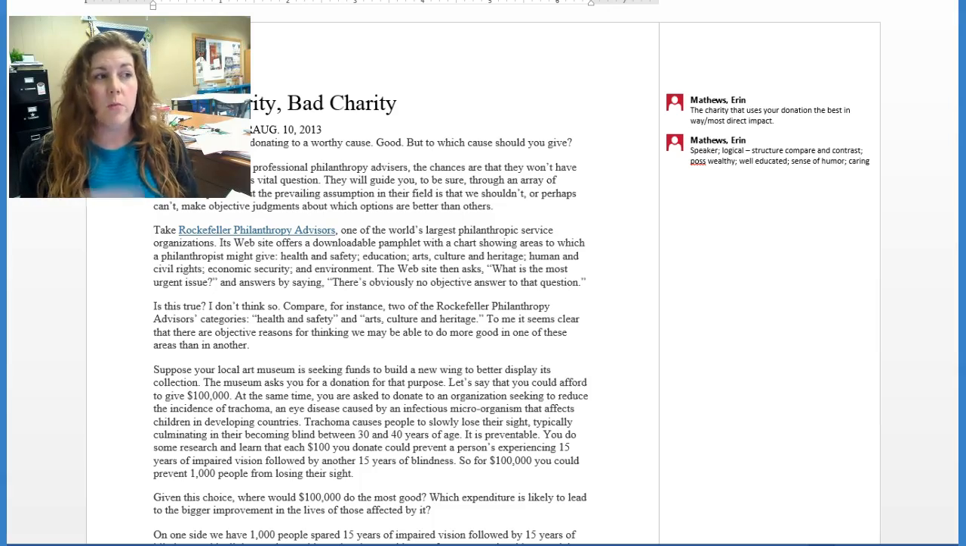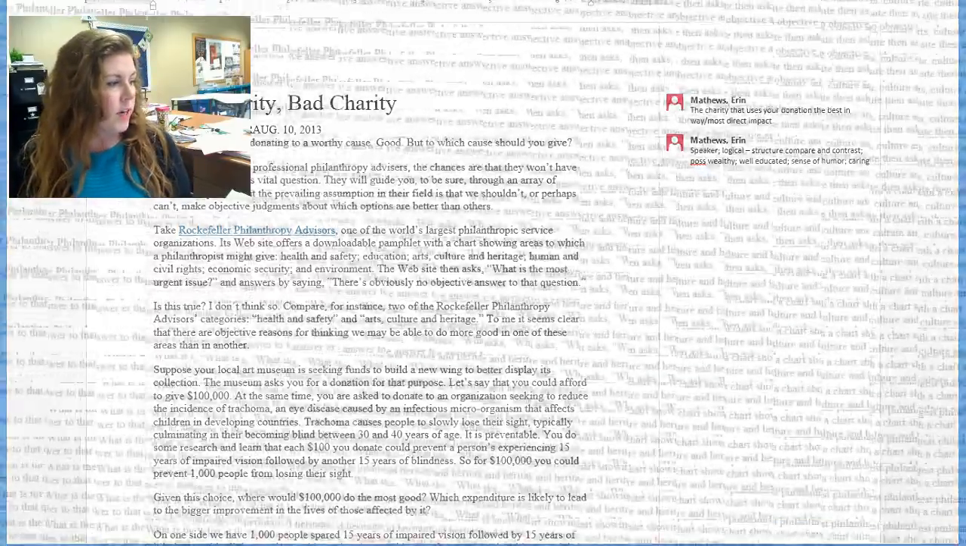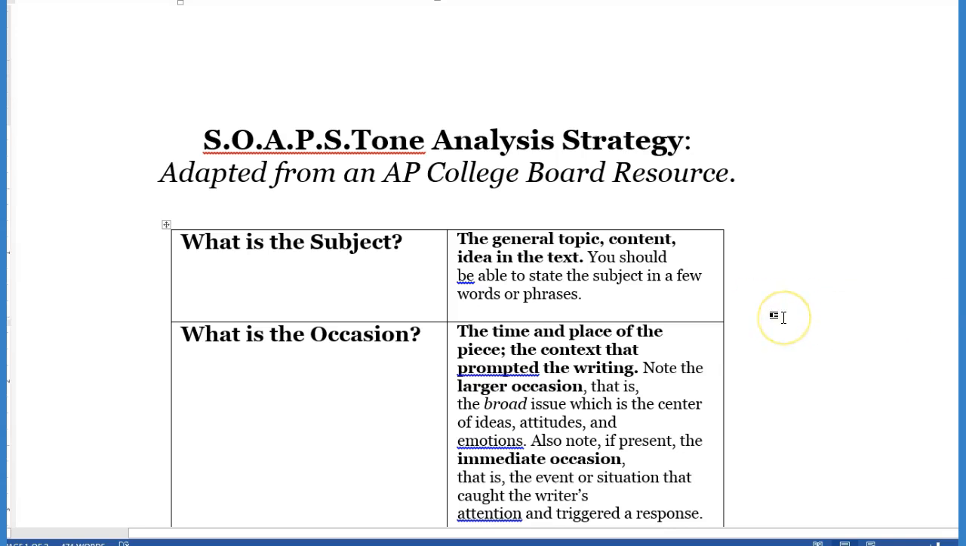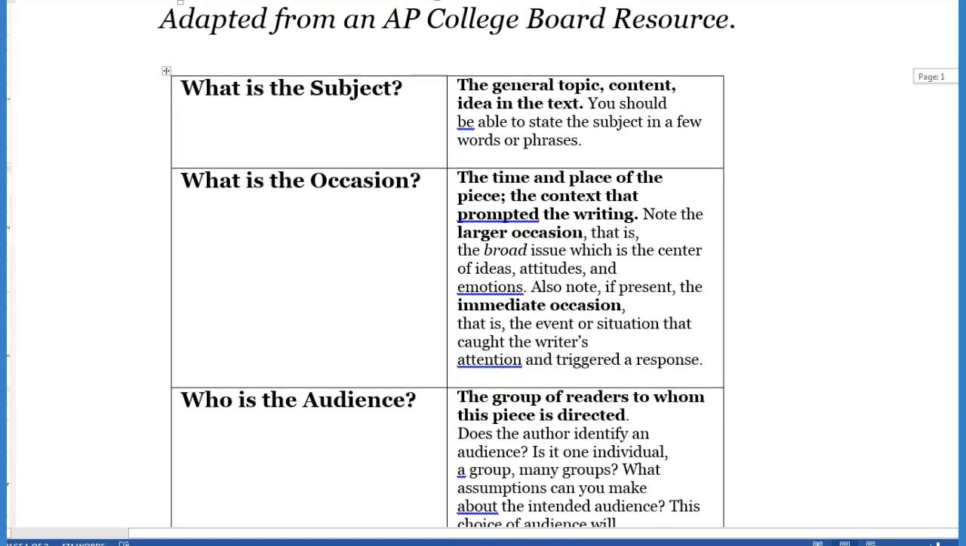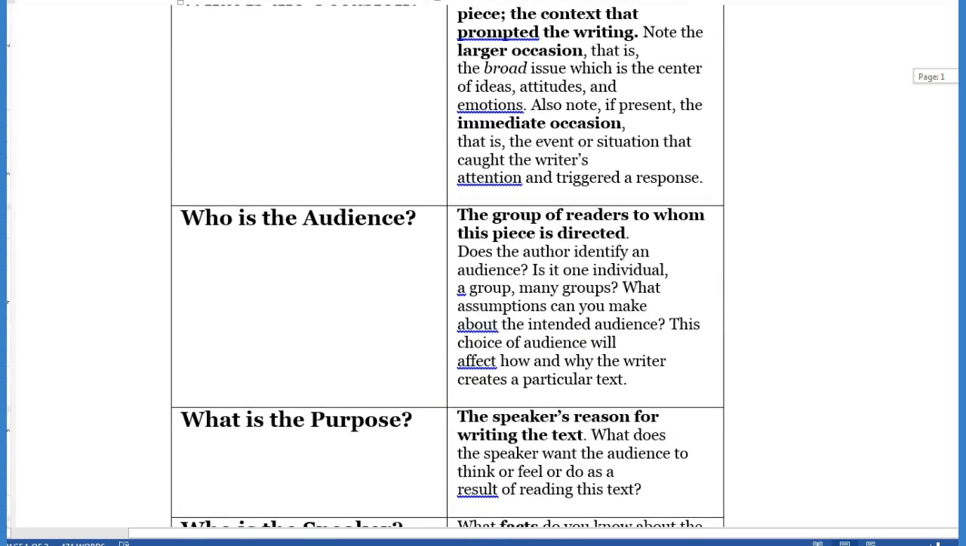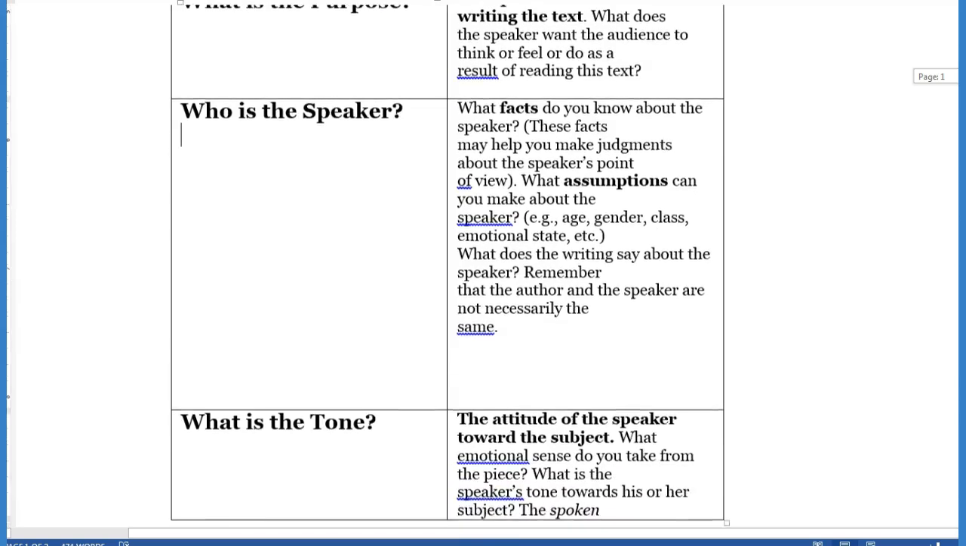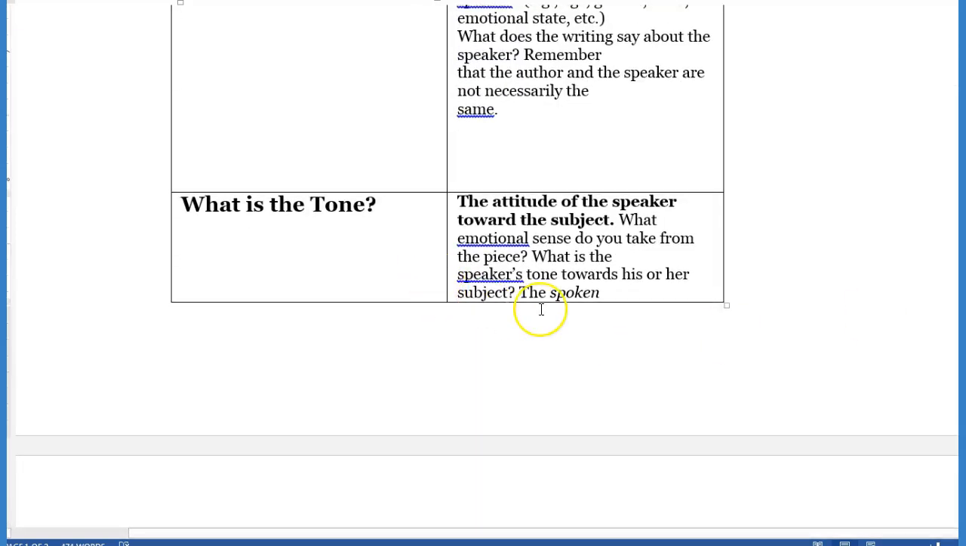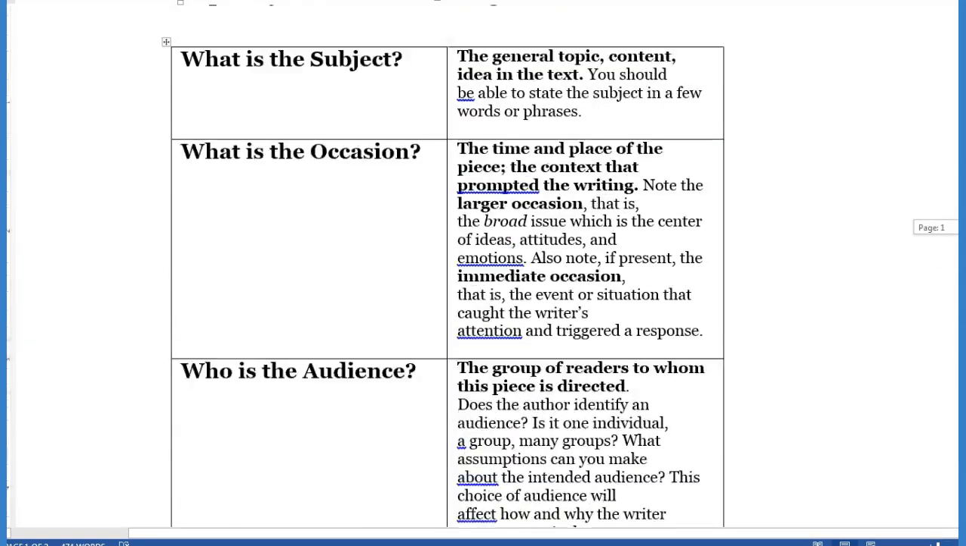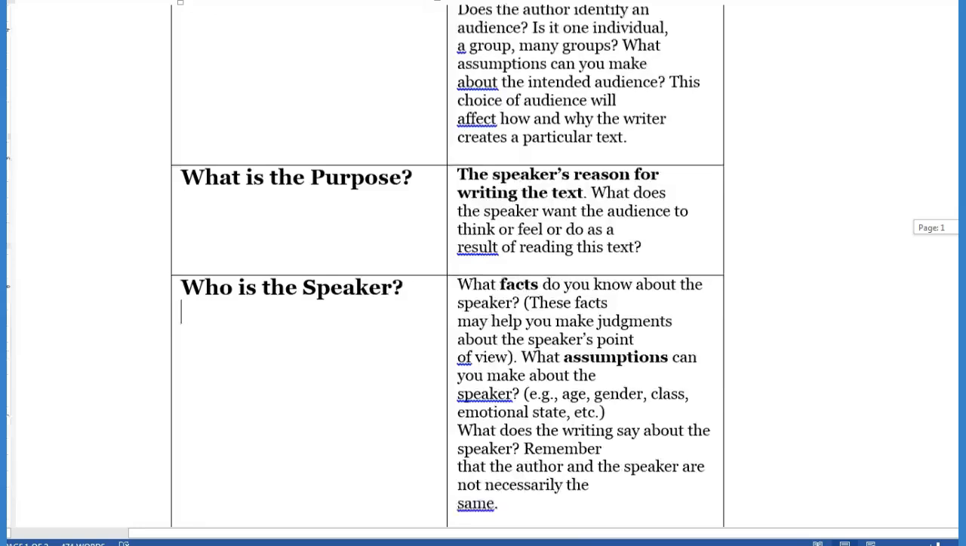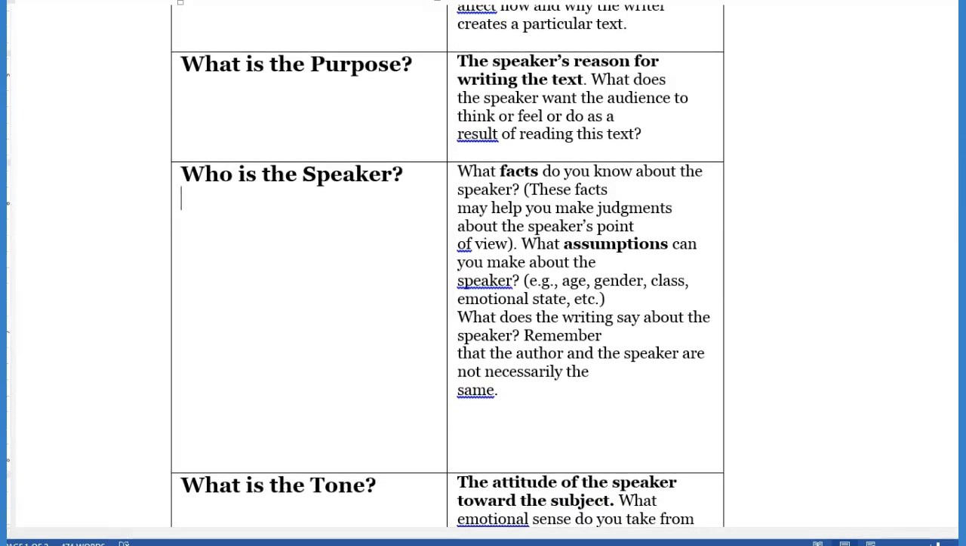So we're going to go ahead and look at the screen here. Okay, so here's the quick review of soapstone, just in case you have forgotten since earlier this year when we talked about soapstone. The key elements of soapstone are the subject, the occasion, the audience, purpose, speaker, and tone. Now, I know sometimes you will see speaker and subject flip-flopped, that's fine. It's whatever works for you. The main thing is this is a strategy. These are the elements that you need to be looking for as you go through your piece, okay?